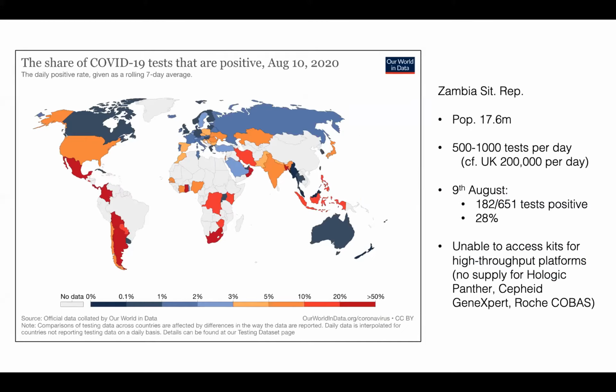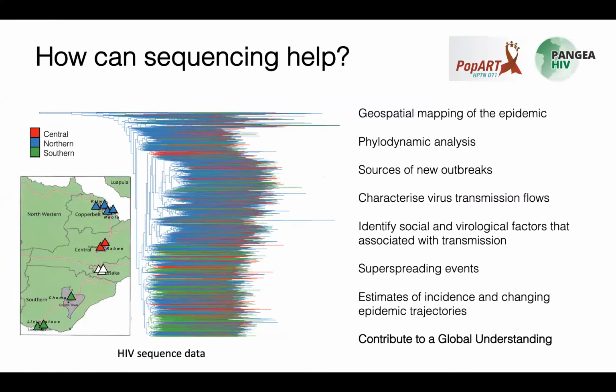They have these large high throughput platforms: the Hologic Panther, the Kefi, the GeneXpert, Roche Cobas. They're all potentially capable of doing an awful lot more, but cannot compete with the international competition for reagents to work those kits. Now, we know how sequencing can help.